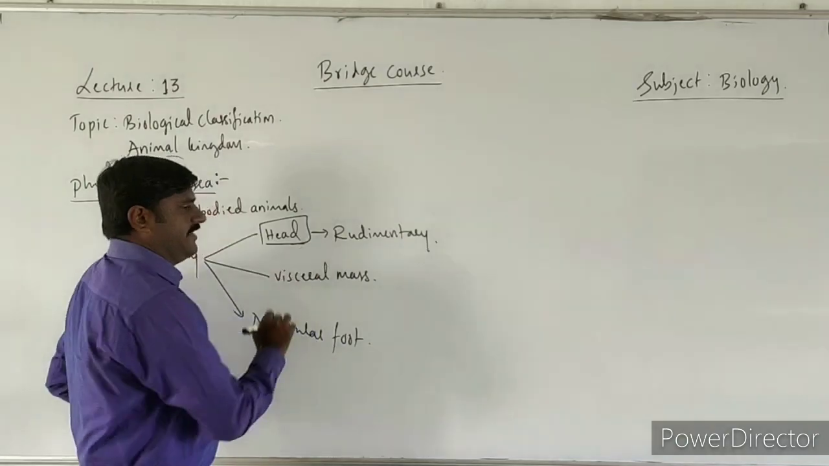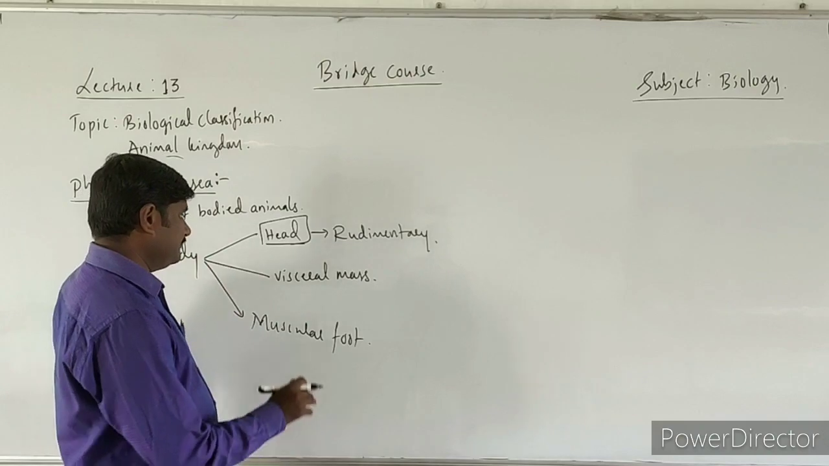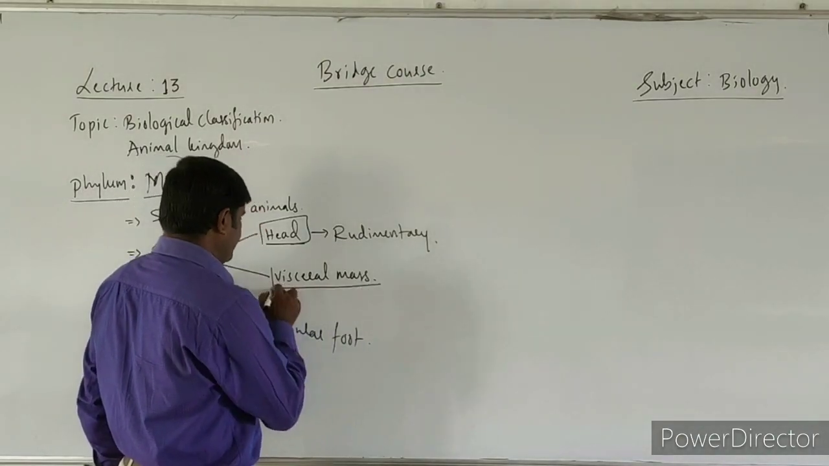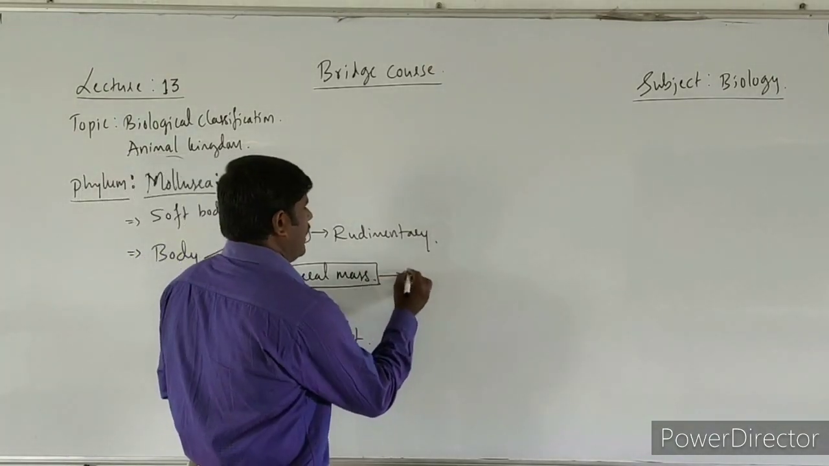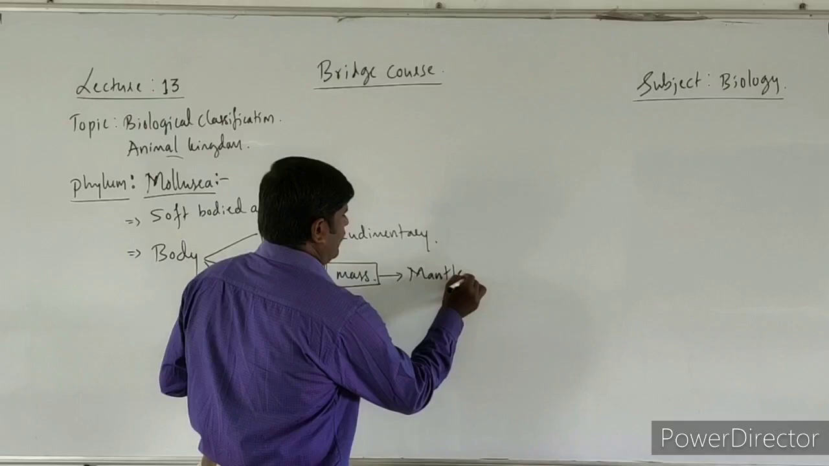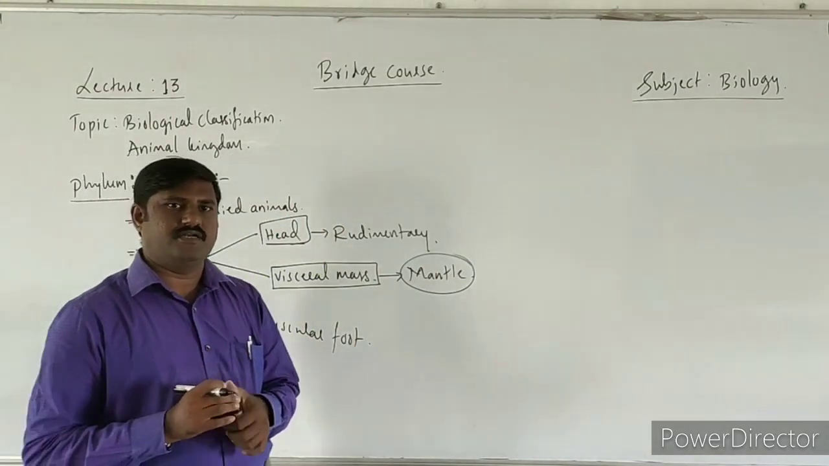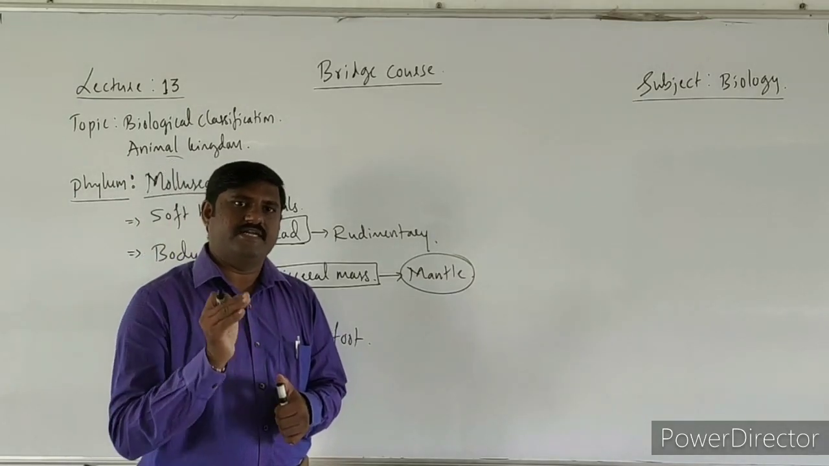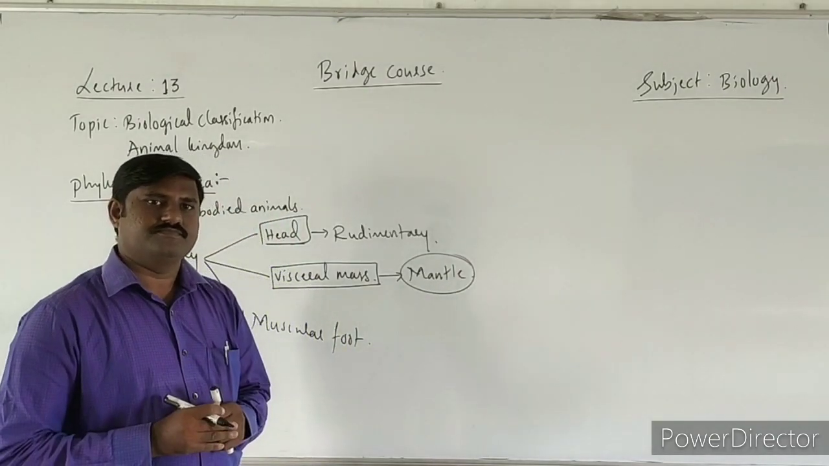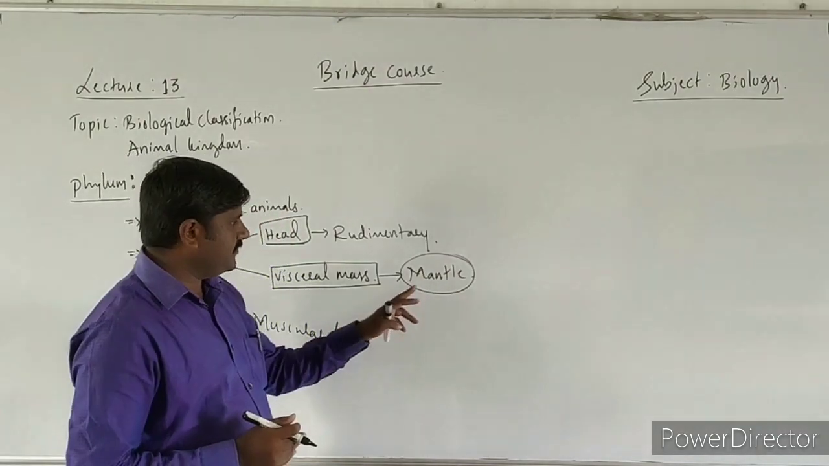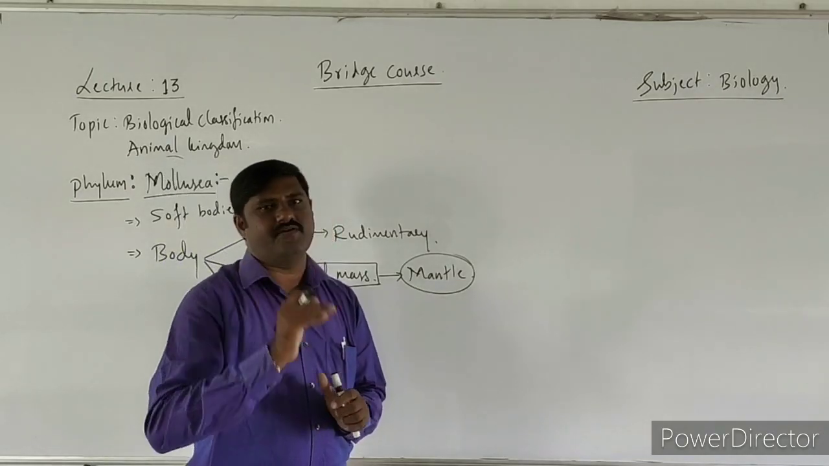Rudimentary means it is not so well developed, but still it has sense organs, right? And second one is visceral mass. So this visceral mass has a mantle, right? What is this mantle? The question arises. It is nothing but a fleshy folded skin which covers the entire body. That fleshy folded skin itself is called mantle, and mantle has a cavity called the mantle cavity, right?